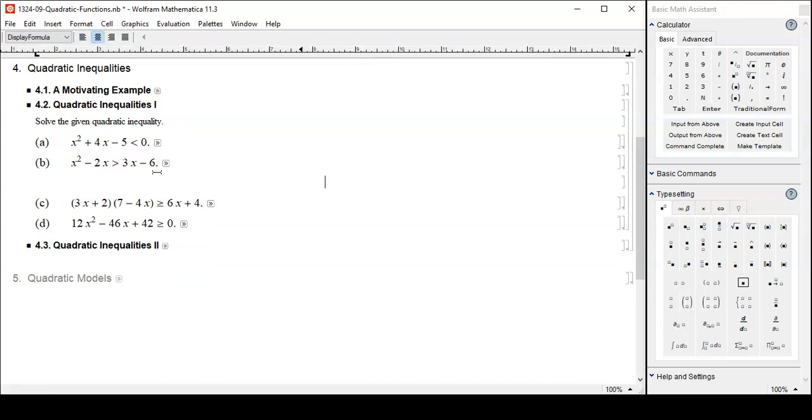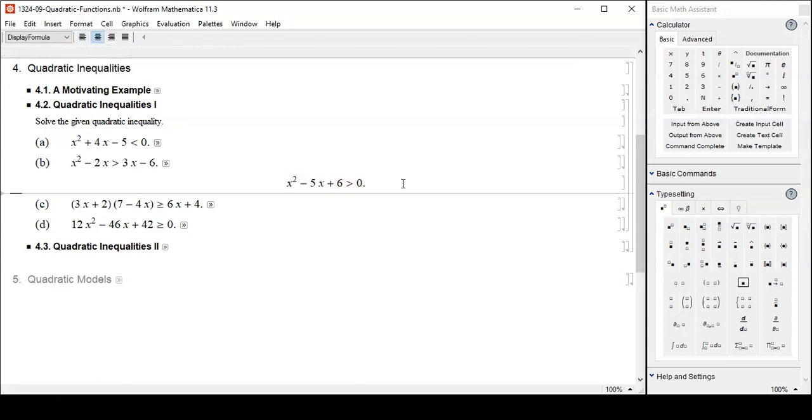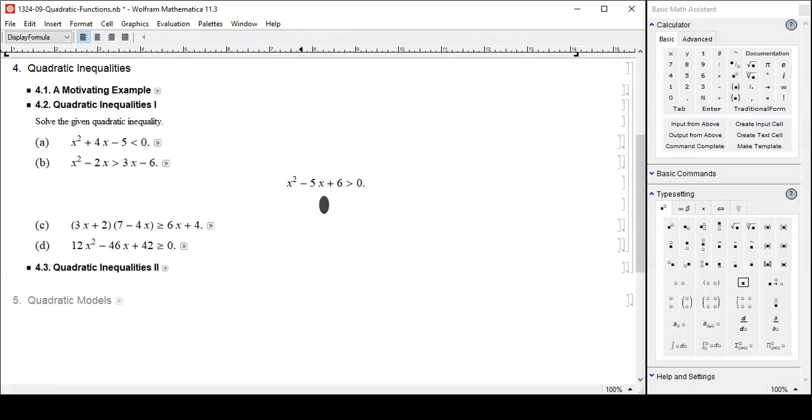So how does that work? X squared minus 2x, flip over, minus 3x, plus 6 is greater than 0, right? If I flip everything to the left-hand side. So combine these two like terms, looks like that's what you get. Alright, if you factor, what do you get? X minus 2, x minus 3. That's what you're going to get.